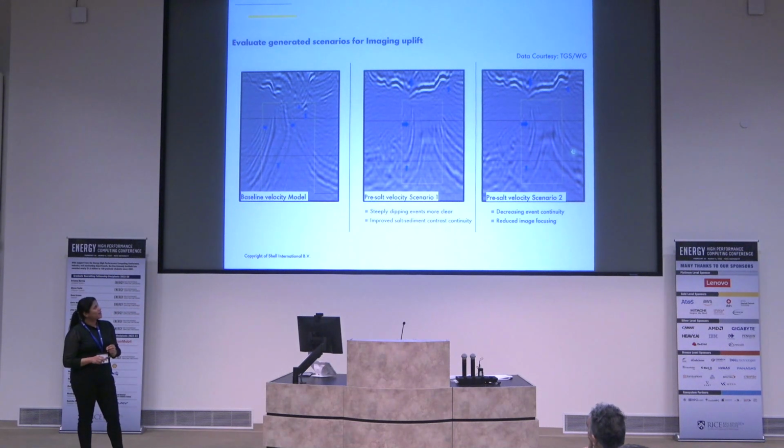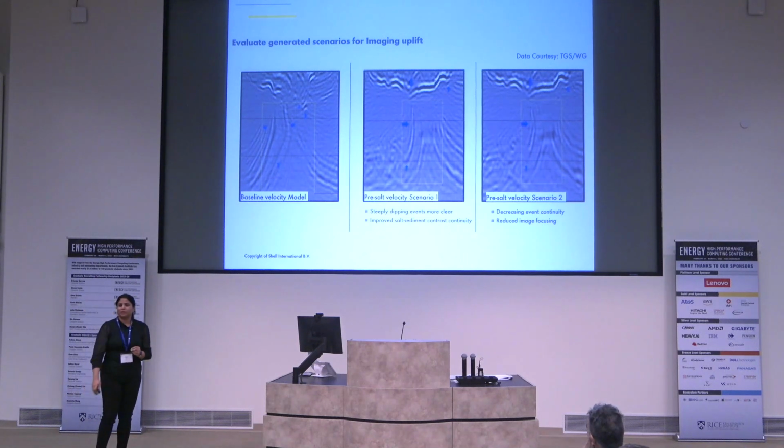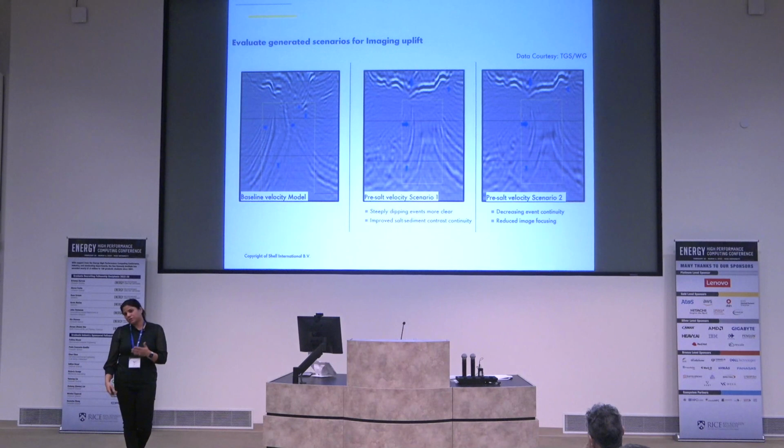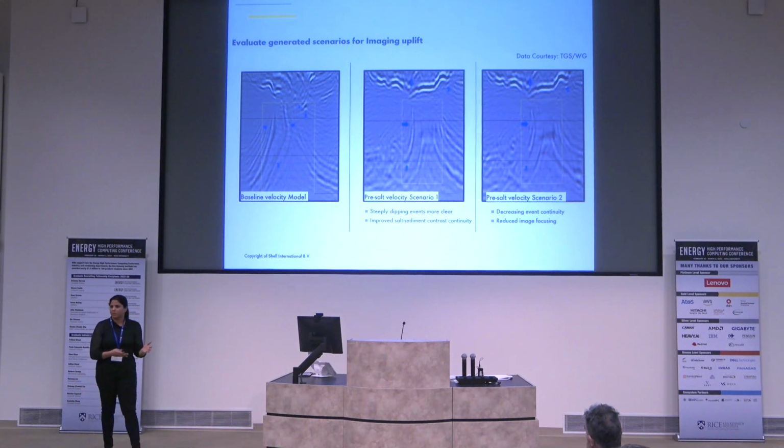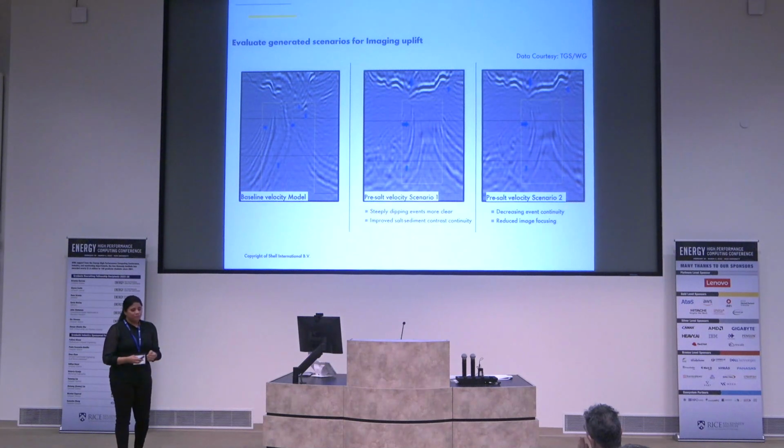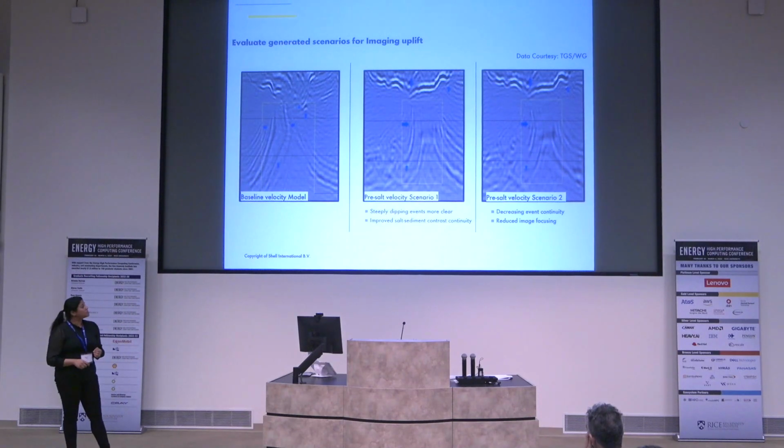However, if you look at the panel on the right, what you will see along the very same boundary is that there was a bit of a degradation in the quality, which is the nature of velocity scenarios, right? Some will give an uplift, others won't. So basically, this was a proxy QC for us to say, hey, we are on the right track. We are generating realistic scenarios.